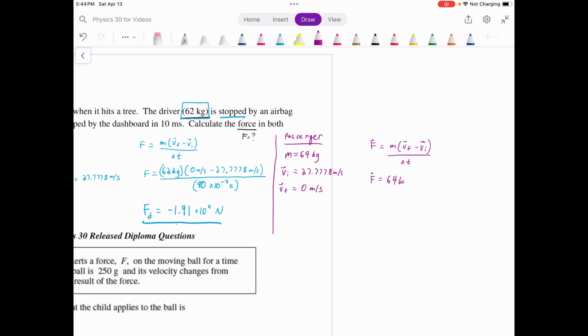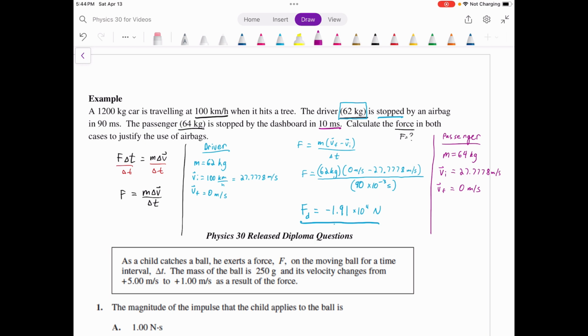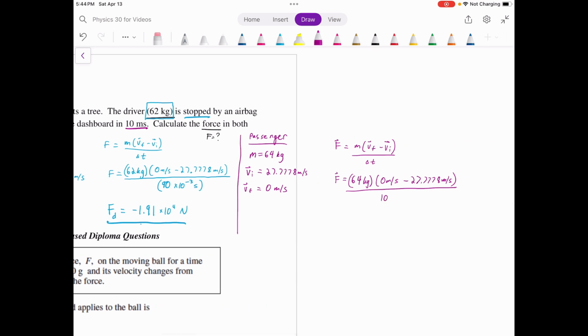So the passenger has a slightly larger mass, 64 kilograms. Their final velocity is 0. Their initial velocity is 27.7778 meters per second, 100 kilometers per hour, but the time it took them to stop was only 10 milliseconds. So they only took 10 times 10 to the minus 3 seconds to come to a stop. So putting those numbers into my calculator, I got that the passenger actually experiences a force of negative 1.8 times 10 to the 5 newtons.